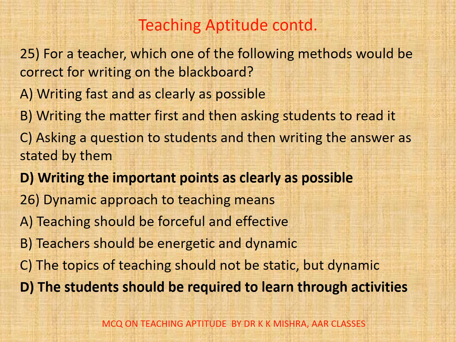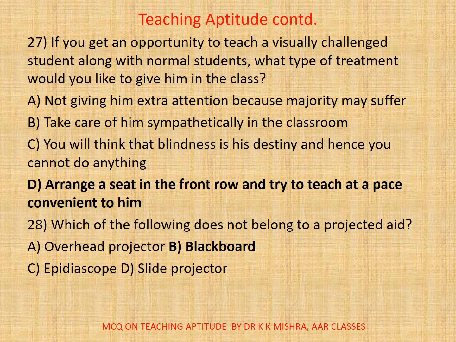26. Dynamic approach to teaching means, correct option is D, the students should be required to learn through activities. 27. If you get an opportunity to teach a visually challenged student along with normal students, what type of treatment would you like to give him in the class? Correct option is D here. Arrange a seat in the front row and try to teach at a pace convenient to him.